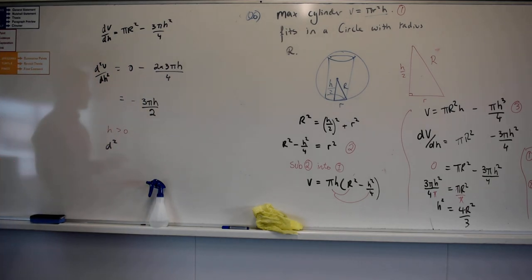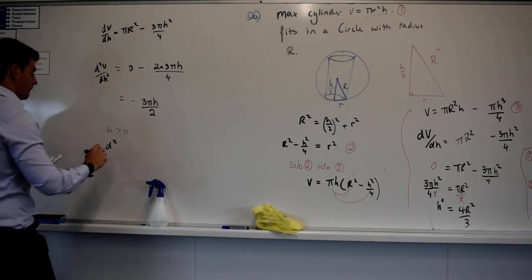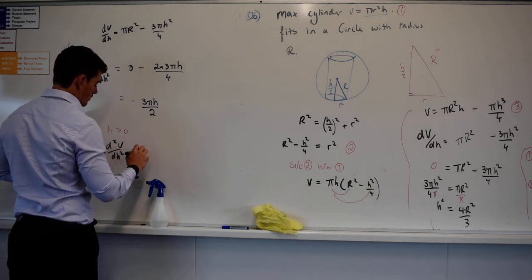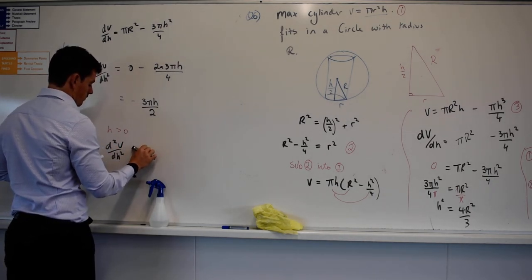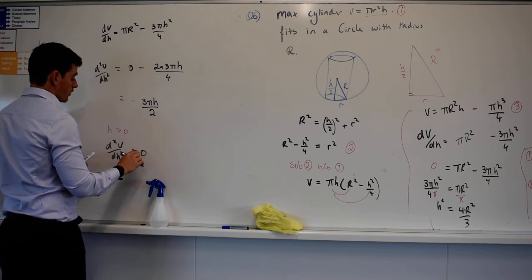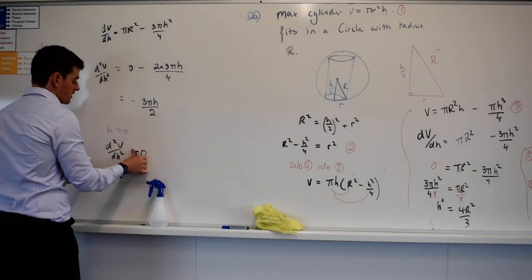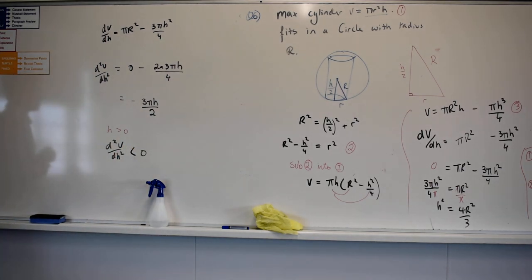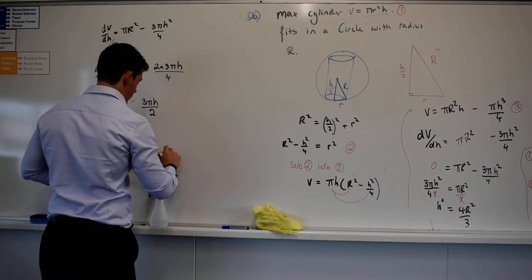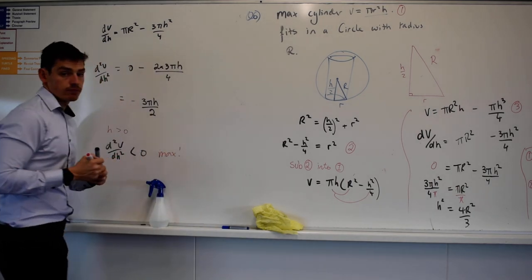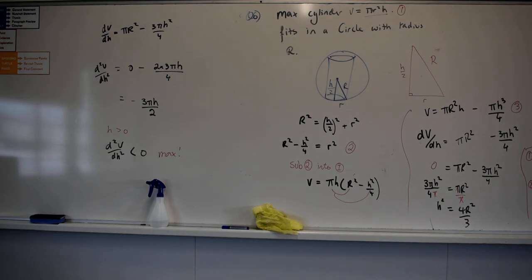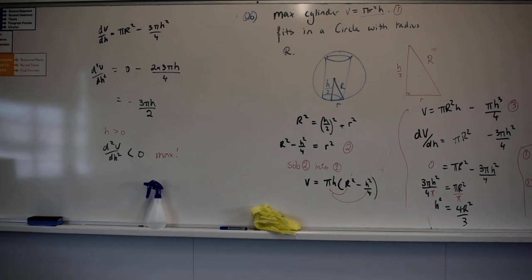I know h is greater than 0. Because h is greater than 0, d squared V on dh squared must be less than 0, which makes this a max. Cool. Okay. And then you shove your original h value back into your equation.